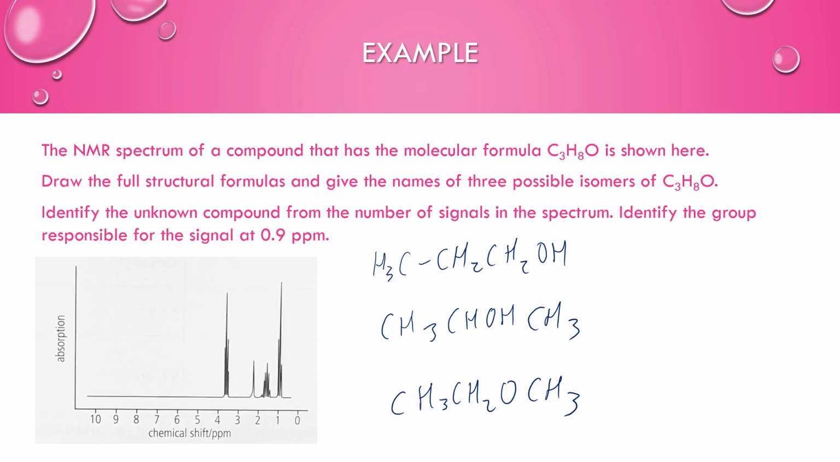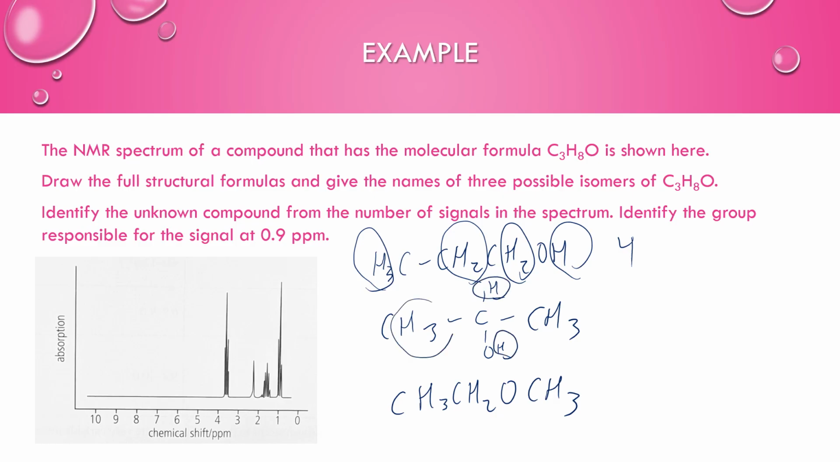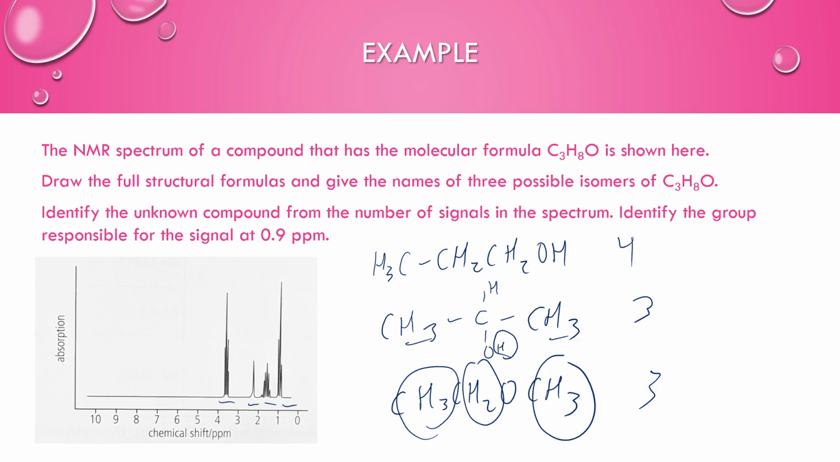So let's start at the top here. This one has 1, 2, 3, 4 signals. This one down here, I drew it a little weird, but let's see if I can draw it in a way that makes a little bit more sense. It makes it easier for us to see what's going on. This one has 1, 2, 3. These end hydrogens, kind of weird drawing, but the end hydrogens are the same because the compound is symmetrical. So those end hydrogens will give off just a single signal. So this one has 3 signals. And this last one, the ether, will have 1, 2, 3 signals as well. And if we look at our spectra, there are 4 signals given. 1, 2, 3, 4. So I know that it has to be the propan-1-ol, this one at the top here, because it has the correct number of signals.